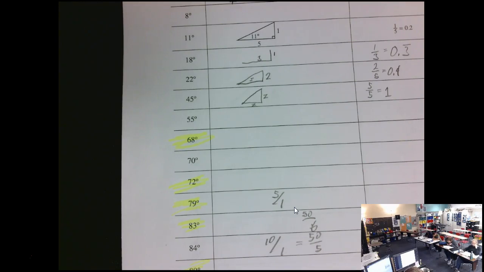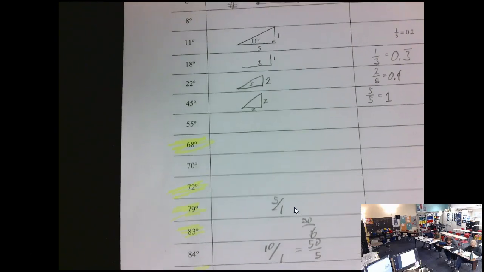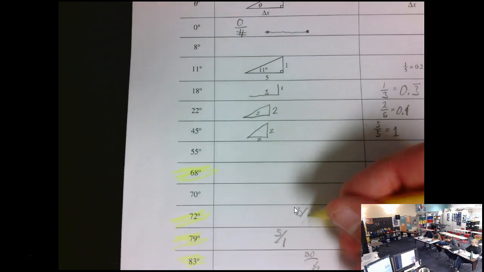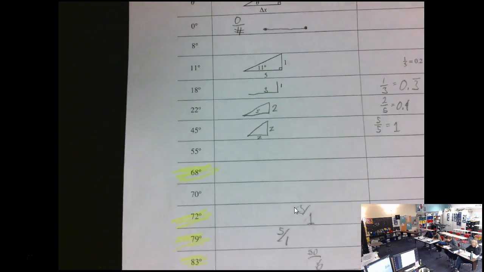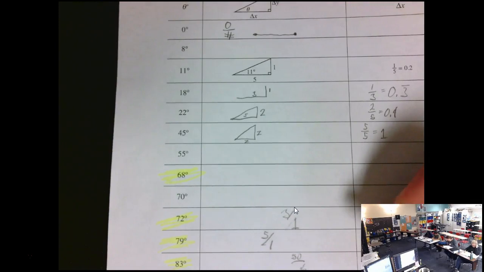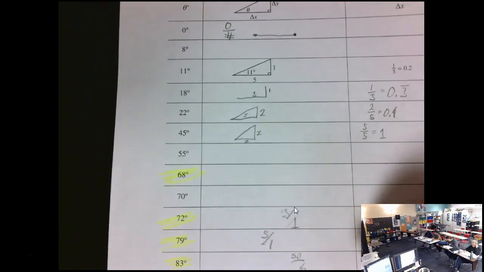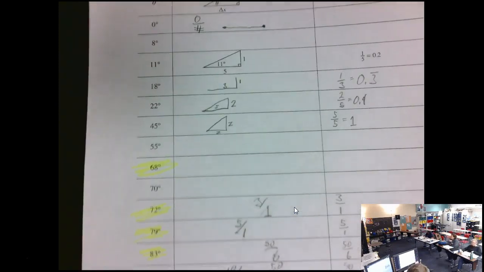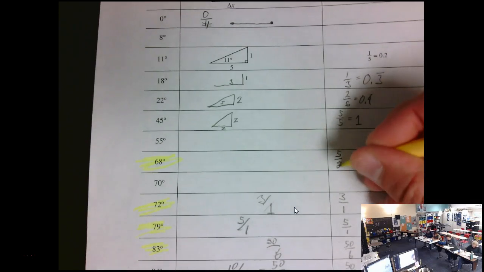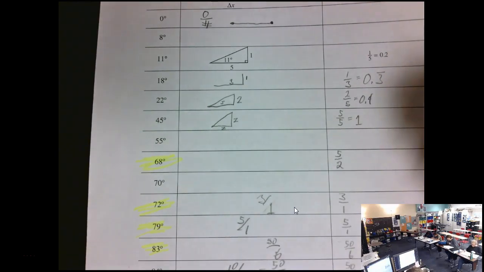Oh, there's 72 and 18. 72 and 18, meaning 72 would be 3 over 1. That's a bad one. Oh yeah, a couple of these we just found from the graph, right? Because we drew them. There's 22 and 68, right? So it'd be 5 over 2. If you can find its complement, you can figure out the reciprocal.